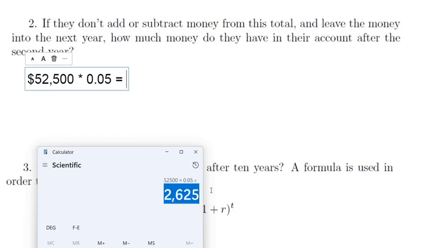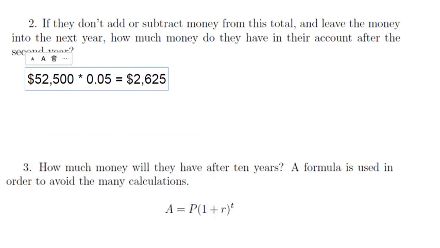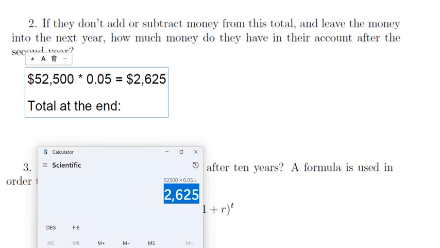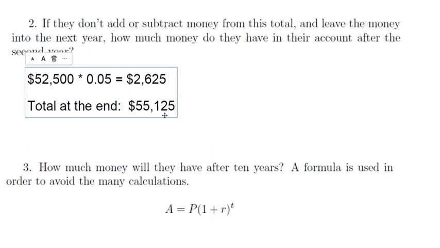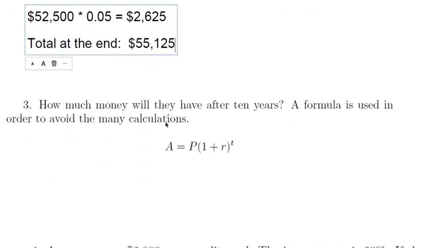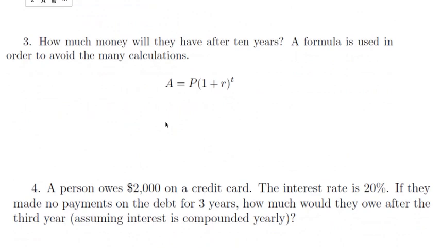So this year, instead of getting 2,500 in interest, we're getting 2,625. So at the end of the year, we need to add those two together. So that's $55,125. That's how much money we have in the account at the end of the second year. And so you could keep doing that. You could do it a total of 10 times to find out how much they'll have in their account after 10 years. But there's a nifty little formula we can use.